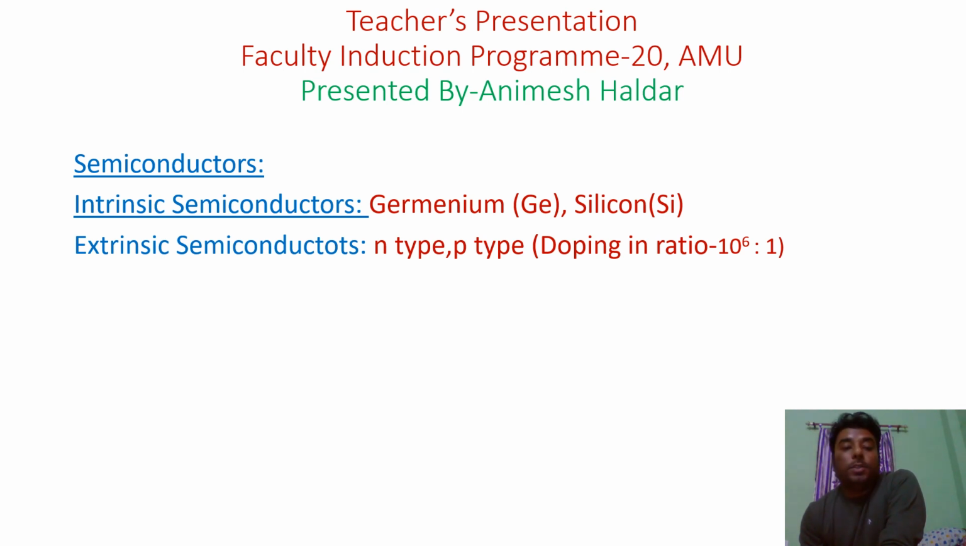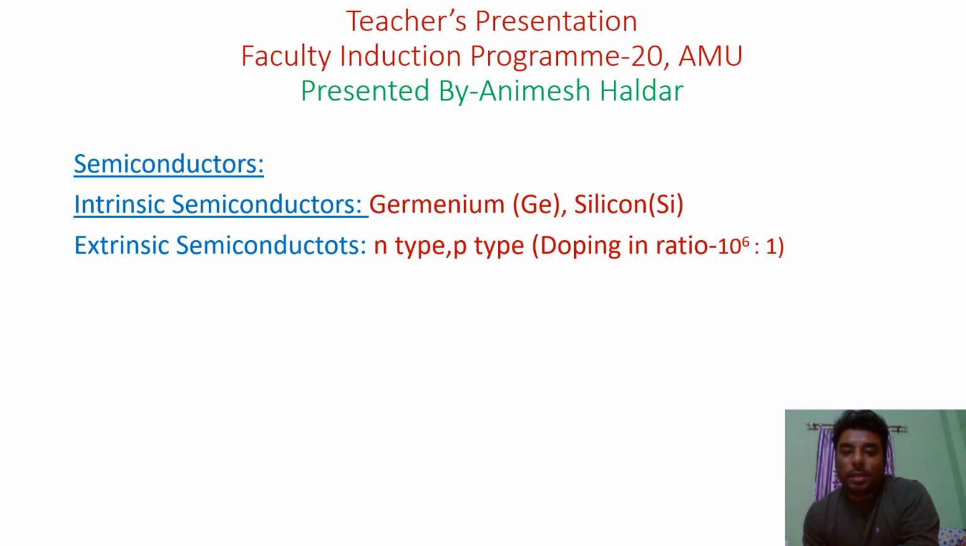Mostly, the valency of this material is 4, and the superior semiconductors which we usually use are germanium and silicon in pure form. These are called intrinsic semiconductors because these are pure semiconductors. But for better conductivity, for better results in modern physics, we use extrinsic semiconductors. Extrinsic semiconductor means that with the pure semiconductor we mix some doping.